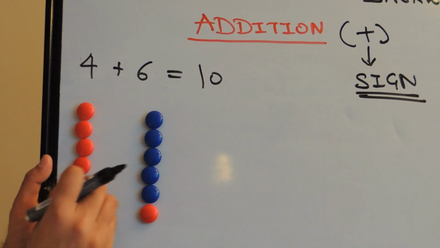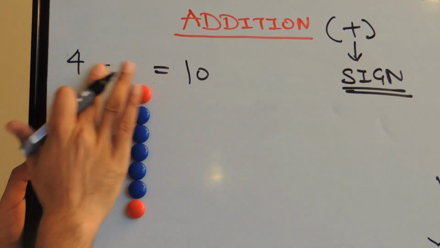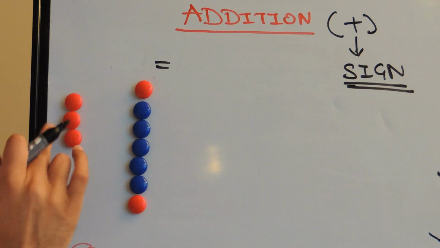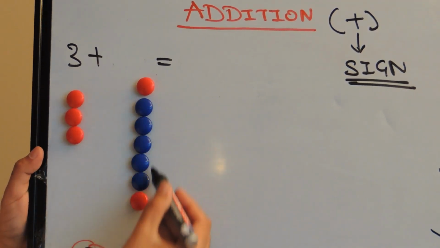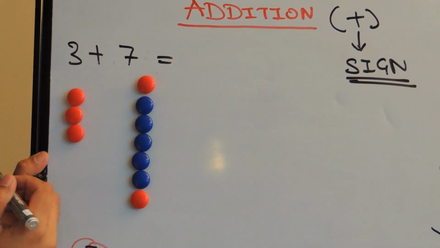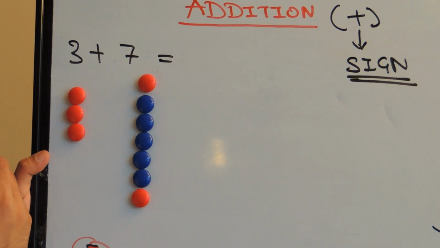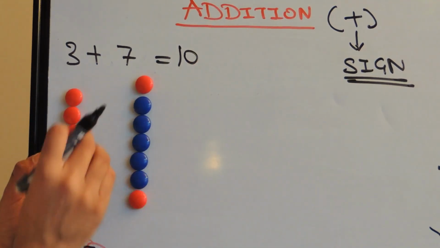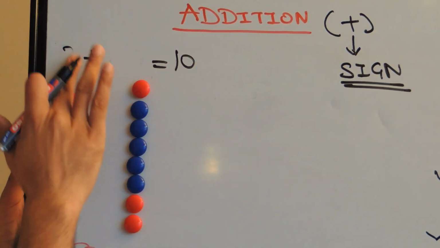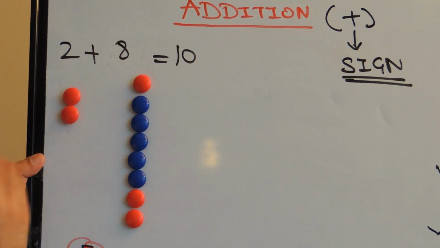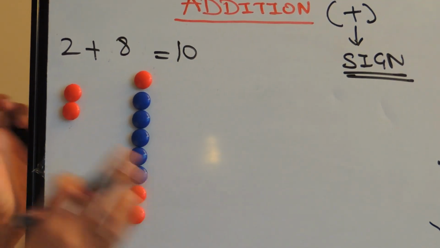Okay, so let's do one more. So we have 3, 7. How many in total? 7 and 3, 10. Perfect, that's it. Now do one thing. 2 plus 8. How many in total? 10. That's it. Doesn't matter.